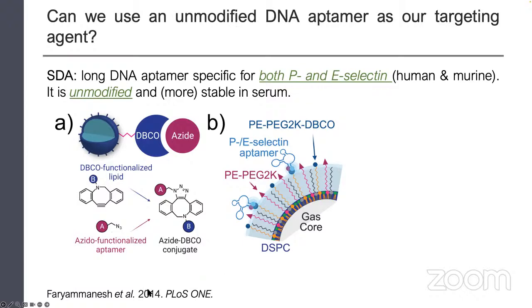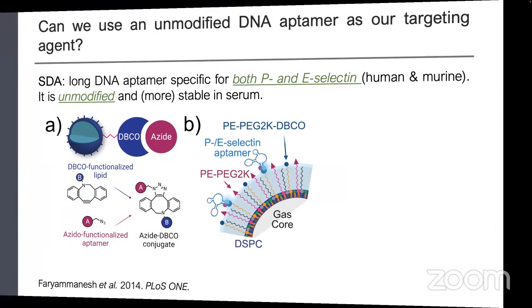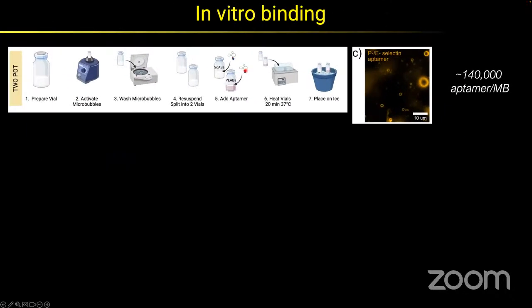So here we used another one from the literature, this DNA aptamer. The cool thing about this one is it binds to both P and E selectin, both human and murine, and it's unmodified. So we decided to see if we could take this aptamer, add on our azide, and use it for ultrasound molecular imaging. So again, we used our same approach where we prepared the vials, we wash them, resuspend them, we add our aptamer, and then heat it to allow that chemical reaction. And then we put it on ice. And we saw this beautiful fluorescence on the surface. We're getting, again, about 140,000 aptamers per microbubble.